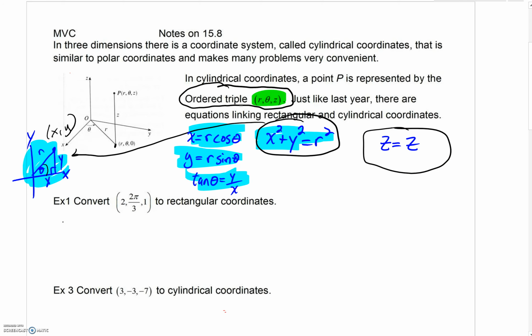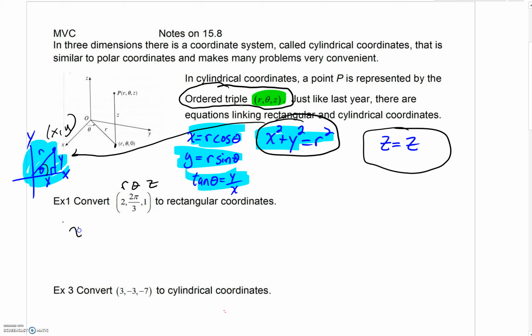So this is really, really nice in the sense that what you've done in the past with polars is exactly what you're going to continue to do. And whatever z value, whatever height you'd have, so to speak, you will just keep. So let's do a problem together. Convert this cylindrical, which is r, theta, and z, into rectangular coordinates.